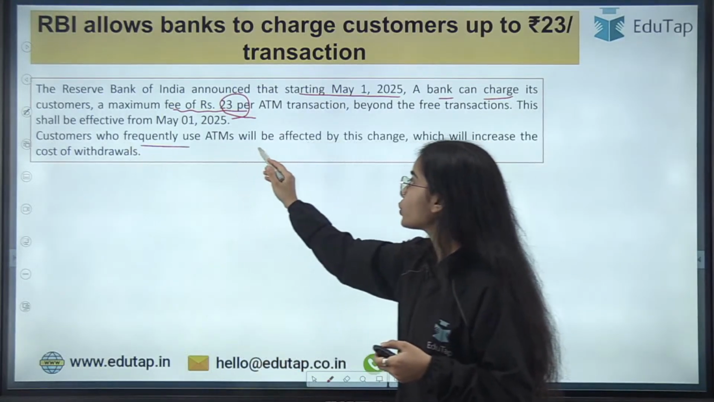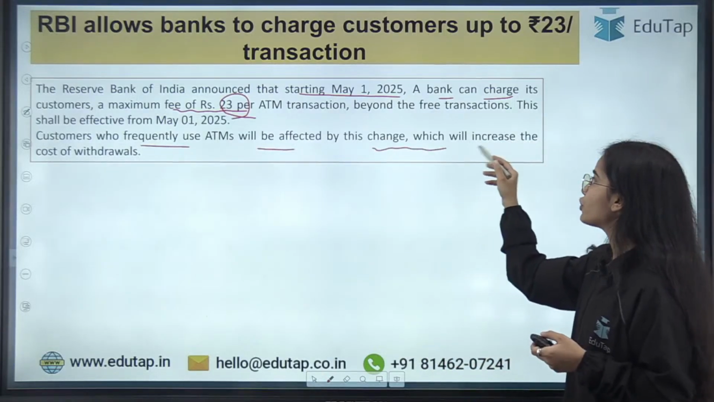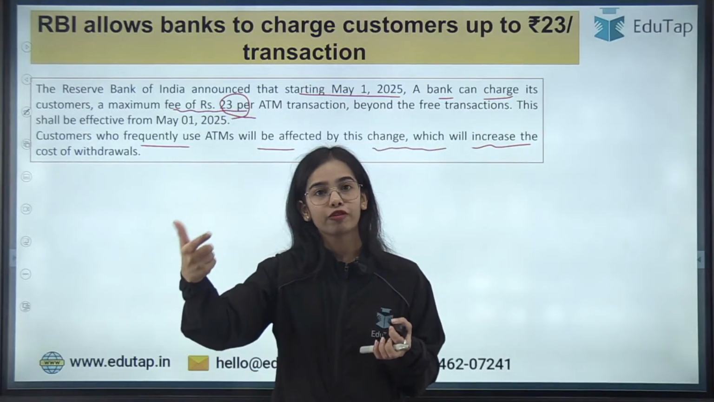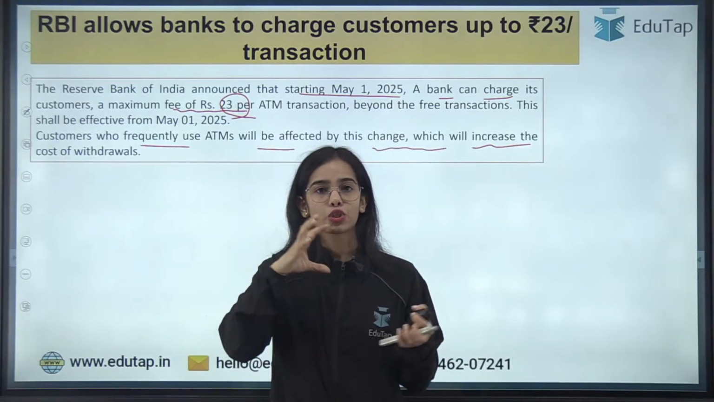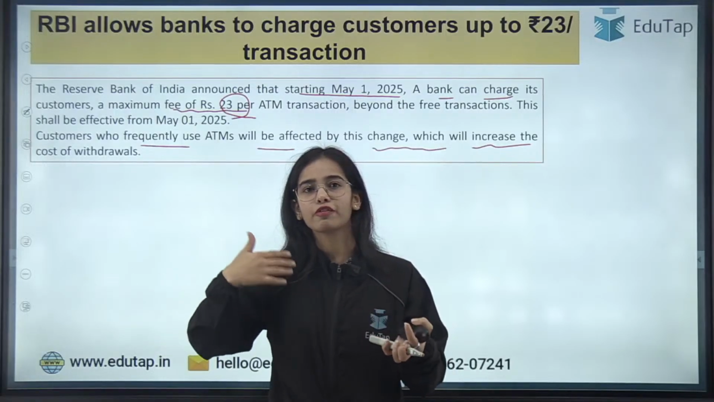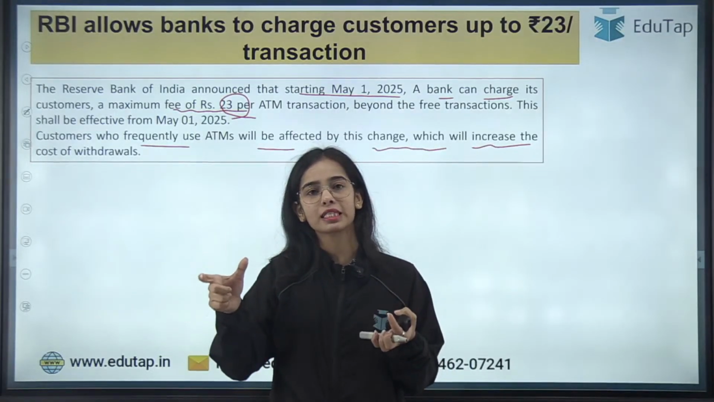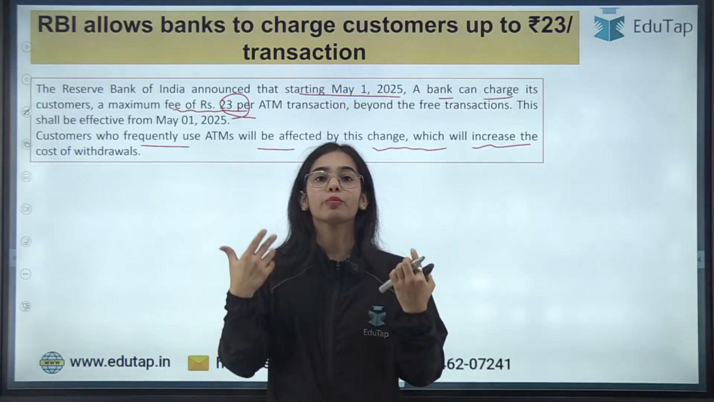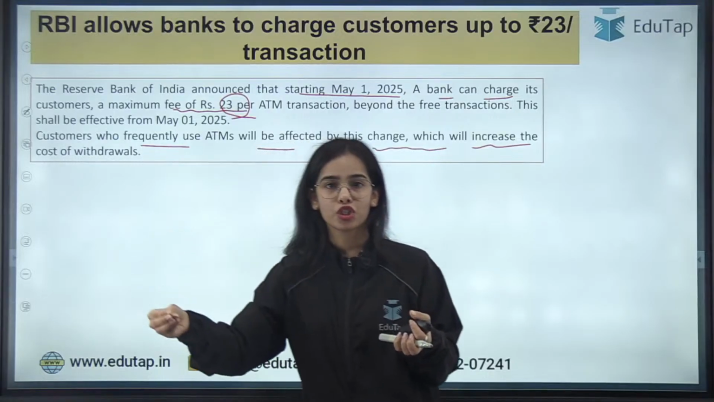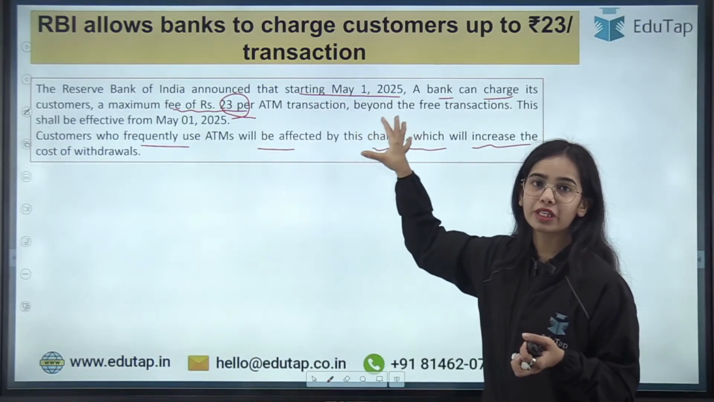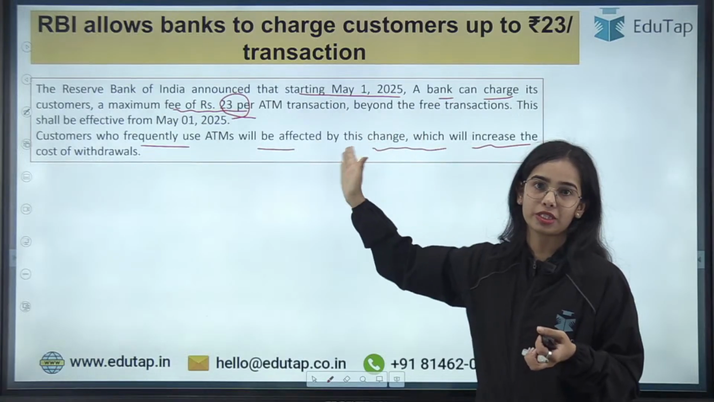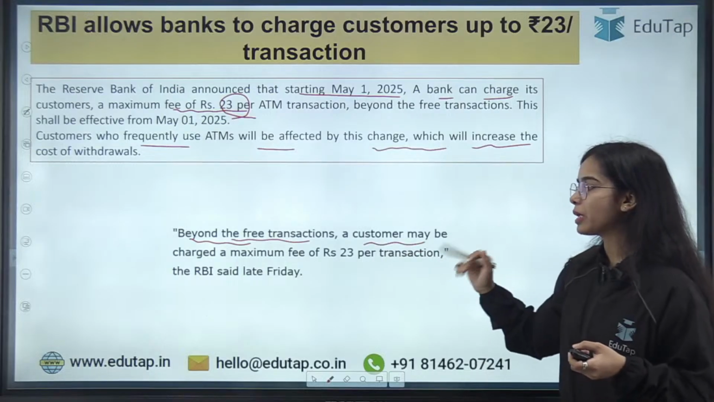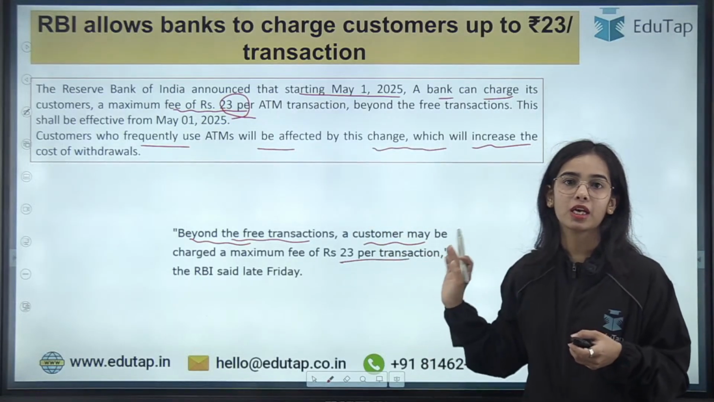Customers who frequently use the ATMs will be affected by this change, which will increase the cost of withdrawals. But let me tell you that there are certain free transaction limits also. If in a month you are within the free transaction limit, then you will not have to pay the charges. But if you are going beyond that, then only you will have to pay the charges. Okay. So you can stay within the limit, and within the limit there will be no charges. So beyond the free transactions, a customer may be charged a maximum fee of rupees 23 per transaction.